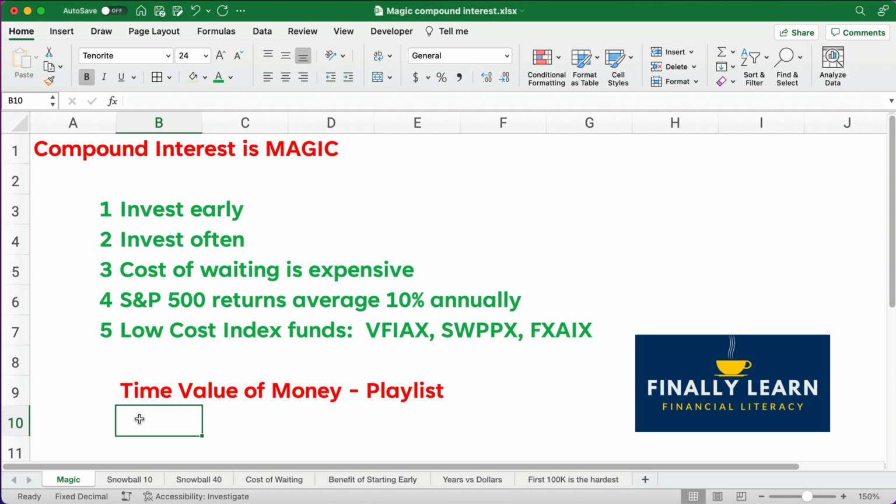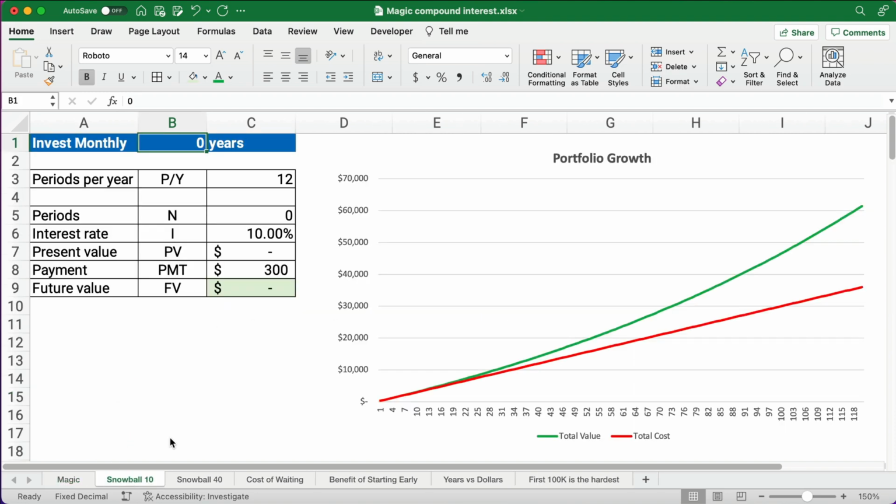Now, this is a whole time value of money idea. I have a playlist of how to do this on Excel. I'm going to show you kind of the magic of compound interest, not the magic of Excel, if that makes sense. And I've got a playlist that's linked down below. All right, so let's get started.